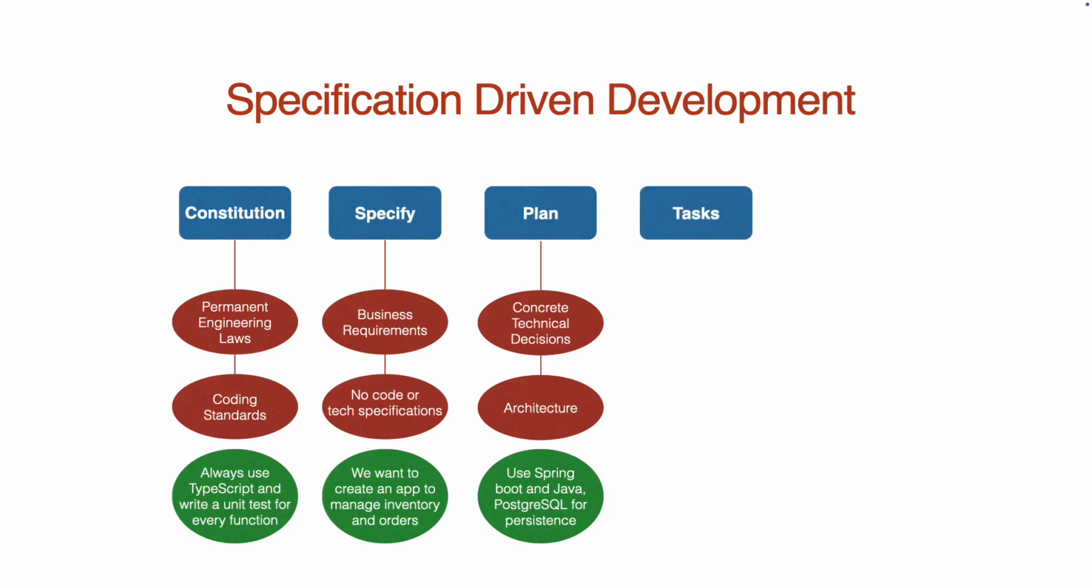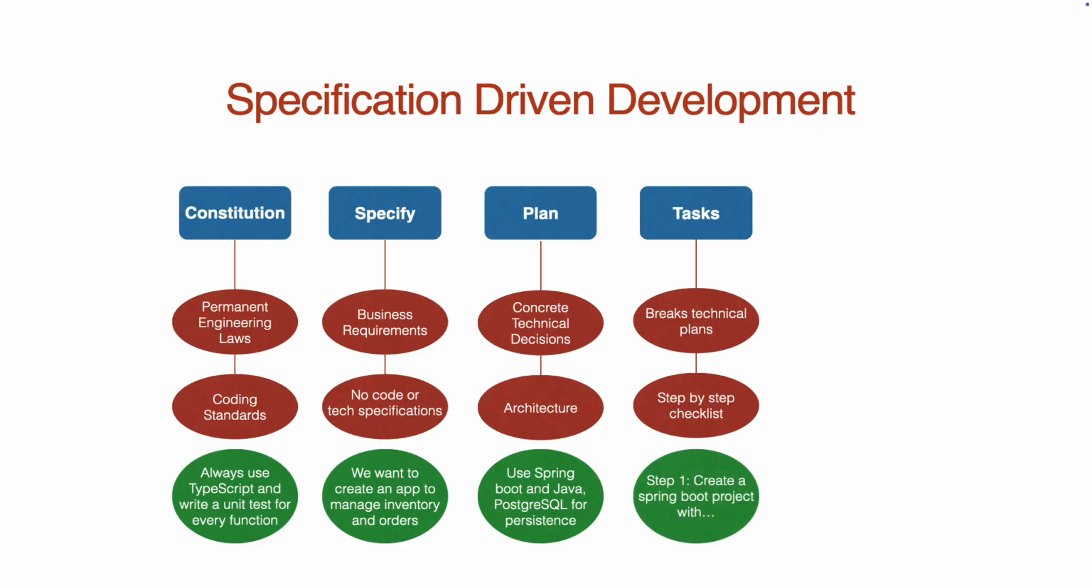Fourth, Tasks. The task step auto breaks the technical plan down into a granular, step-by-step developer checklist. For example, the AI generates explicit action items like Step 1, create a Spring Boot project with dependencies, wire in PostgreSQL, etc.